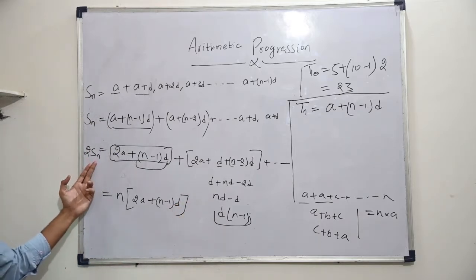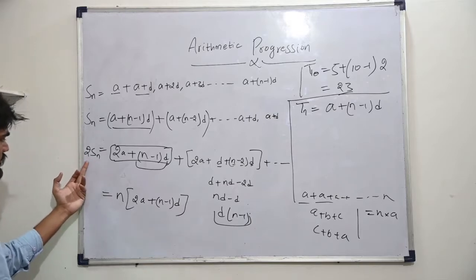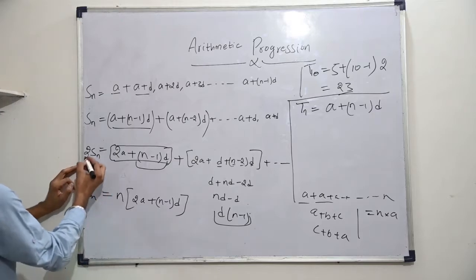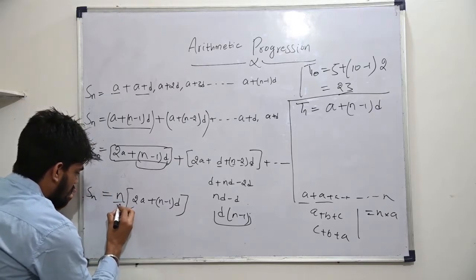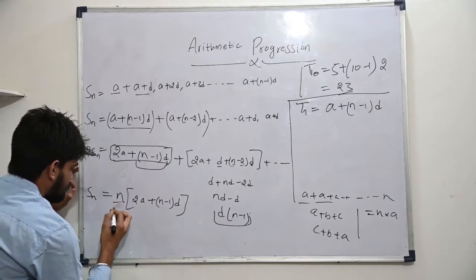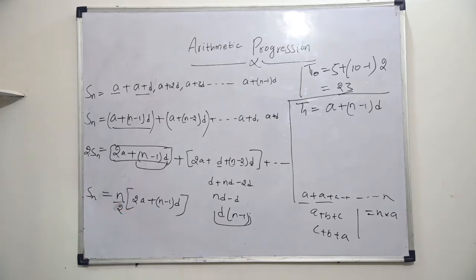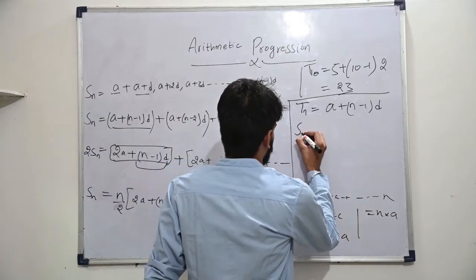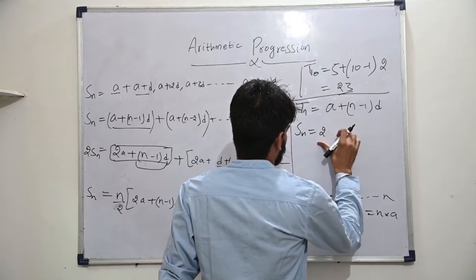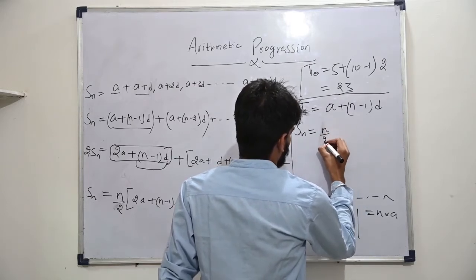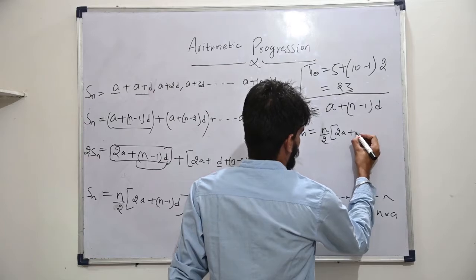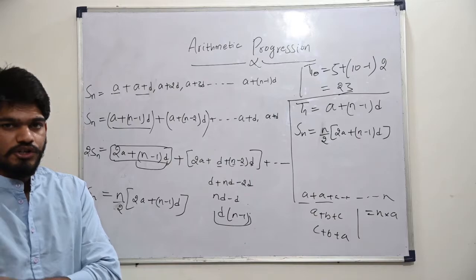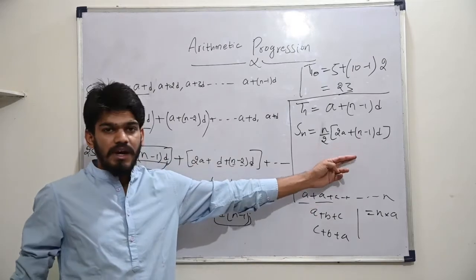Students, now we have 2Sn on the left hand side. So this 2 can come on the right hand side, and it will be in division because it is in multiplication here. So it will become n by 2. So that's the formula we have. Sn is equal to n by 2 into 2a plus n minus 1 d. This is the formula for the sum of an arithmetic progression, given up to nth terms.